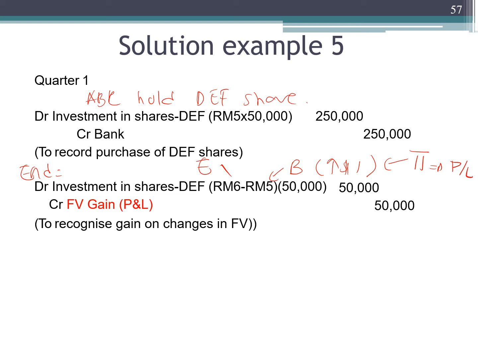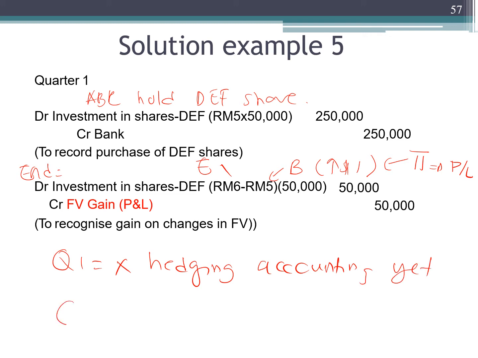Okay, that one is to record for the investments only, because during this quarter 1 there is no hedging activity yet. No hedge accounting yet, because you only have the options in quarter 2. Then in quarter 2 you bought the options, so during this time you have both. During quarter 1 you only have the shares.